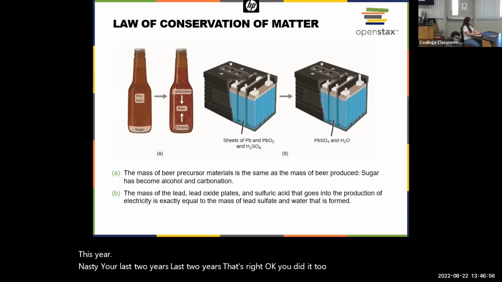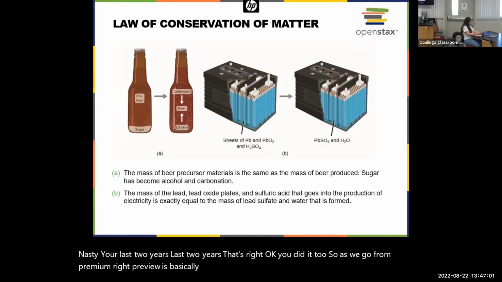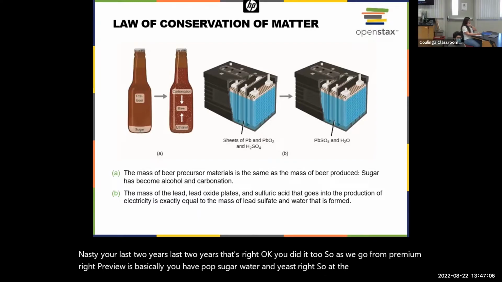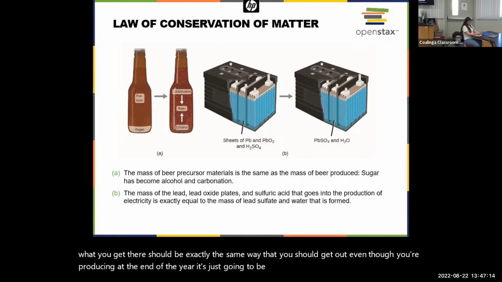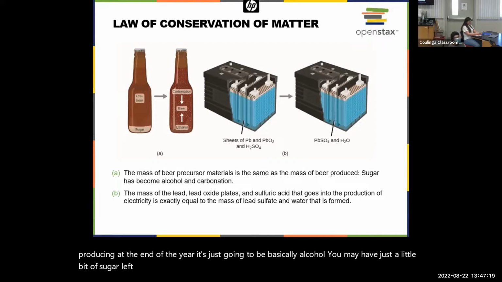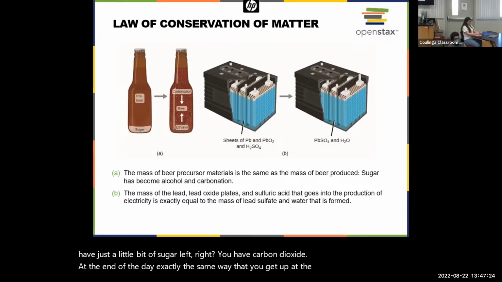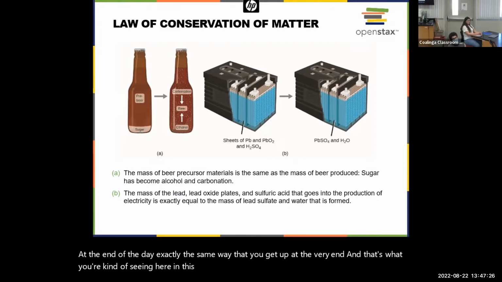So as we go from what they call pre-beer, right? Pre-beer is basically hops, sugar, water, and yeast. At the beginning, what you put in should be exactly the same weight that you get out. At the end, beer is basically alcohol, maybe a little bit of sugar left, and carbon dioxide. And that's what you're seeing in this diagram. We start off with sugar, and we end up with carbon dioxide and ethanol, alcohol.